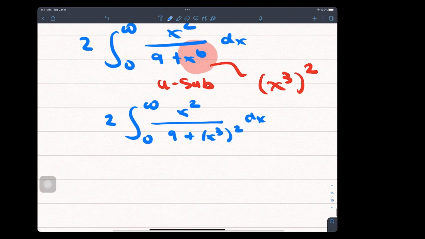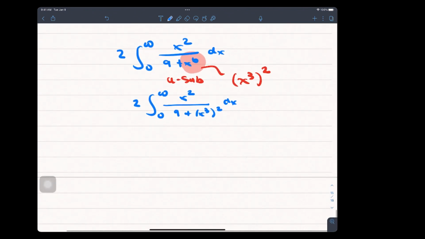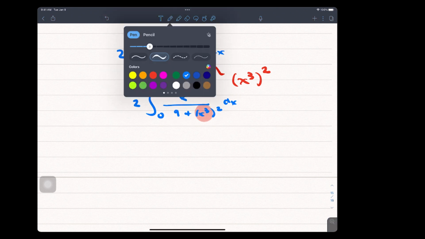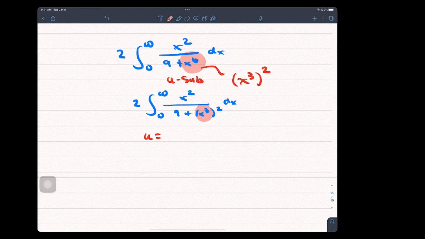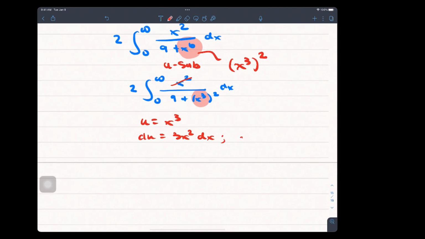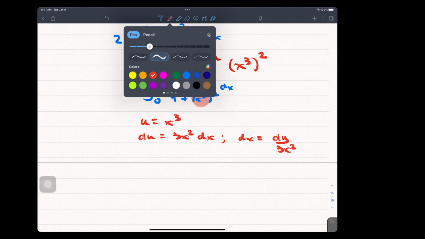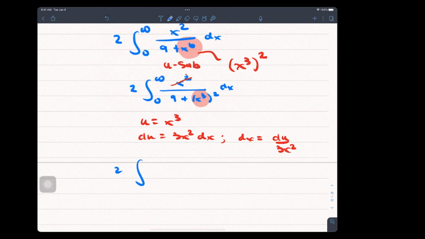Why does this work out so well? Do you guys know why it works out so well? Because what are you going to let u be? Yeah. Why does it work out? Because when you differentiate, doesn't this x squared term cancel? It's going to cancel here. See that x squared term up there? You guys see what I'm saying? When you find that, dx will be du over 3x squared. So that integral, I'm going to keep the 2 in front. I'm going to keep that constant. I'm just going to bring it along.